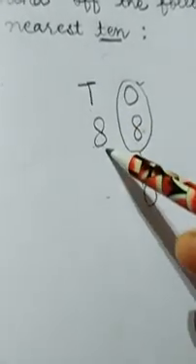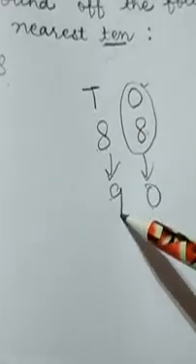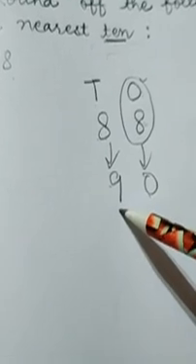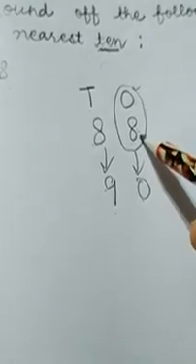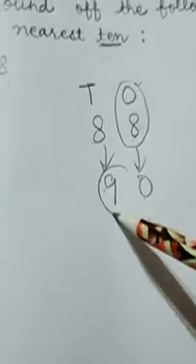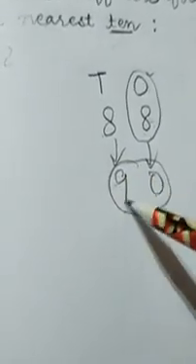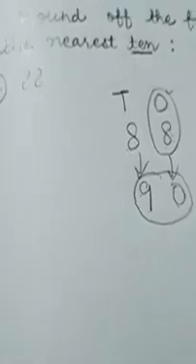If a ones place digit is 5 or more than 5, then the tens place digit will become the next digit. Now you can see here it is 8. It is more than 5. The ones place digit is more than 5, so the tens place digit will become next. It will become 9. 88 rounded off to the nearest 10 is 90. It has become 90.